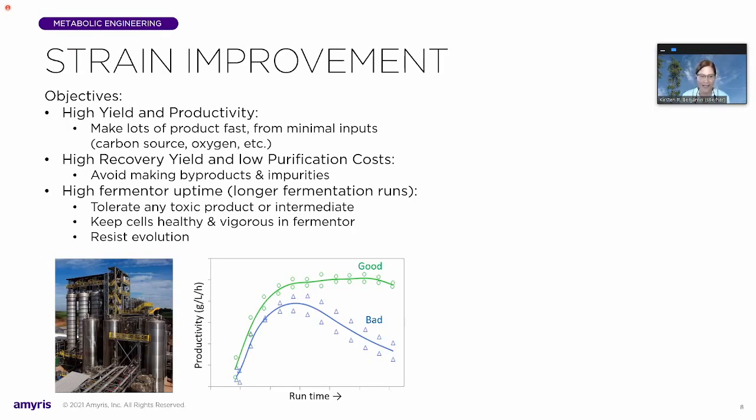And in some cases, it's important for us to engineer the cells to resist evolution, because evolution in some cases tends to lead to lower producing but faster growing cells, shown here in the blue line, where performance falls over time, which is bad. And of course, we want to enable the cells to be able to maintain high levels of performance in the industrial fermentation for a long period of time. So how do we do this? How do we improve the strains to try to achieve these objectives?